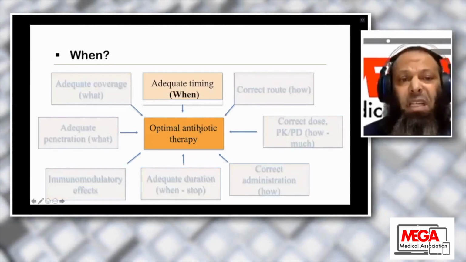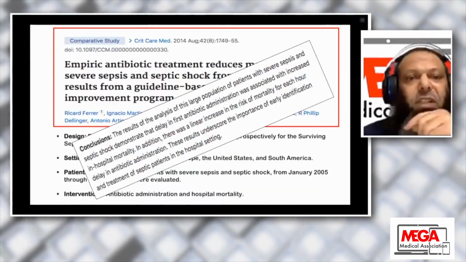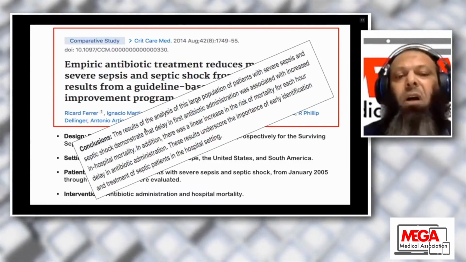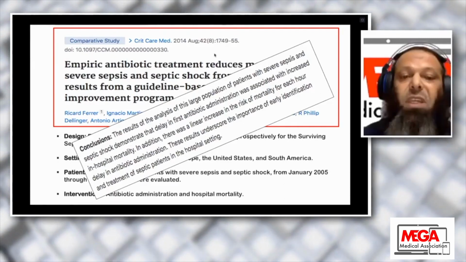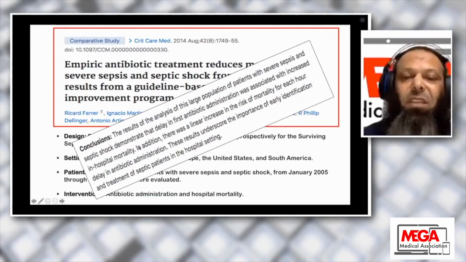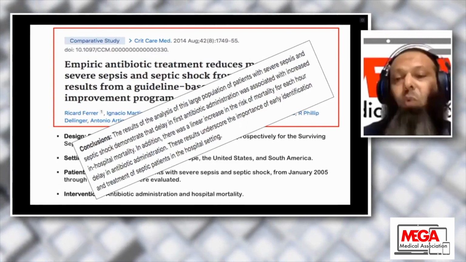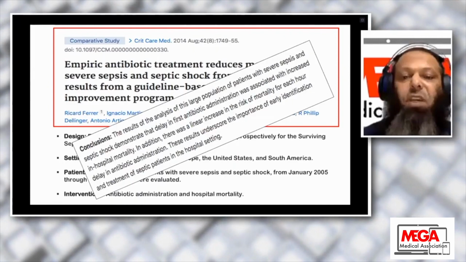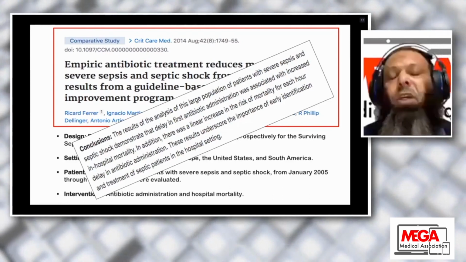For the antibiotic therapy timing, there is this study published in 2014 in the Critical Care Medicine journal. The conclusion of this study, an analysis of a large population with sepsis or septic shock, demonstrated that delaying the first antibiotic administration was associated with higher mortality. In addition, there was a linear increase in risk of mortality with each 1 hour delay of antibiotic administration. These results underscore the importance of early identification and treatment of septic shock and awareness in hospital settings.